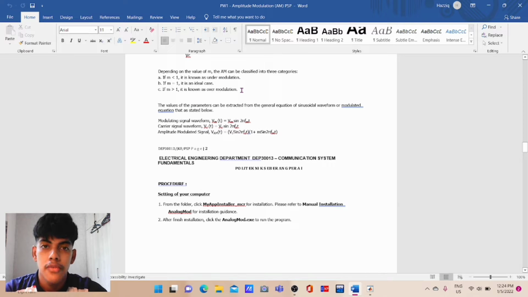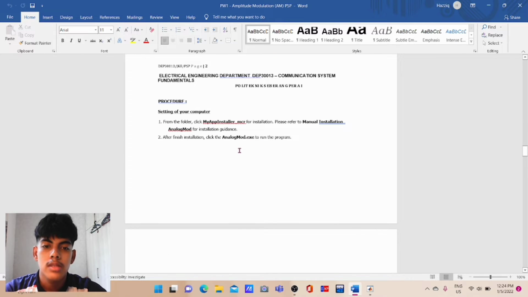AM can be classified into three categories. If M is lesser than 1, it is known as under modulation. If M is equal to 1, it is the ideal case, and if M is larger than 1, it is known as over modulation. So I'm using the manual installation analog mode for my practical work 1.